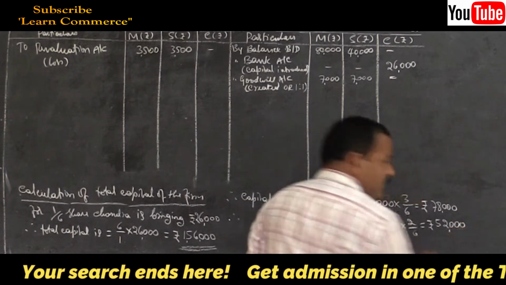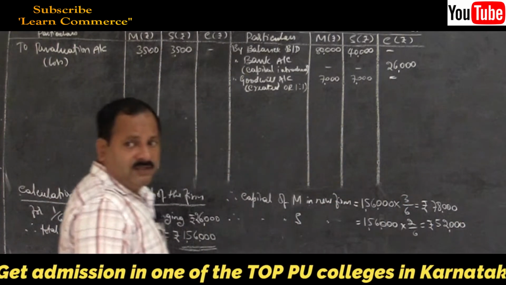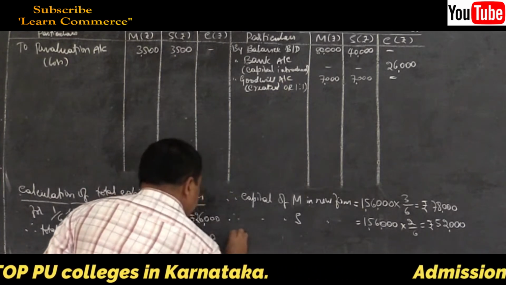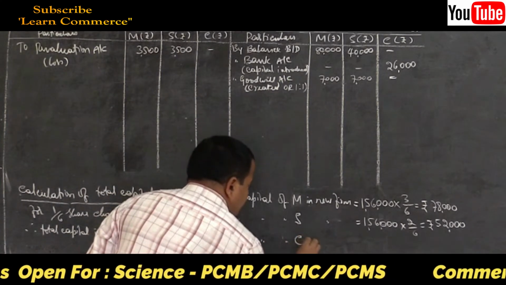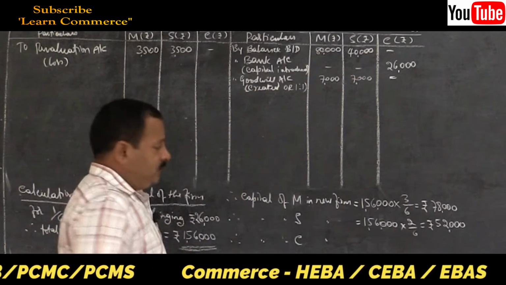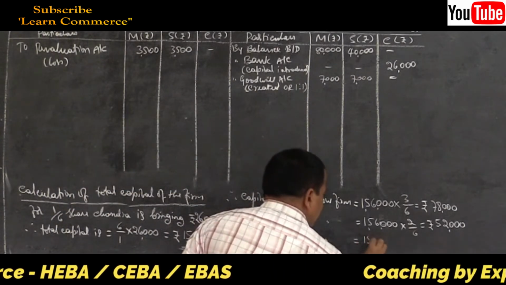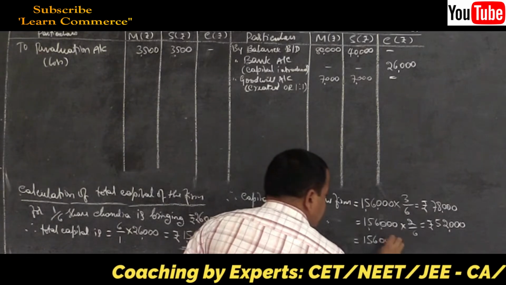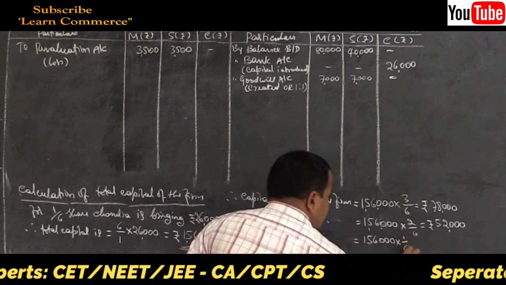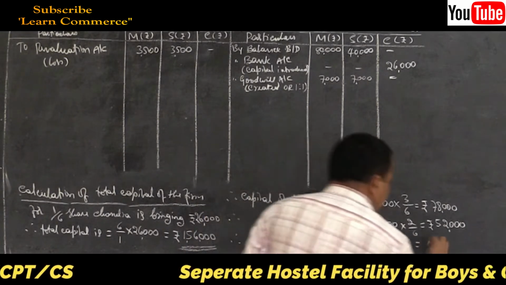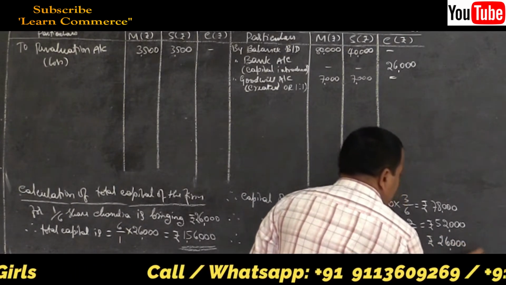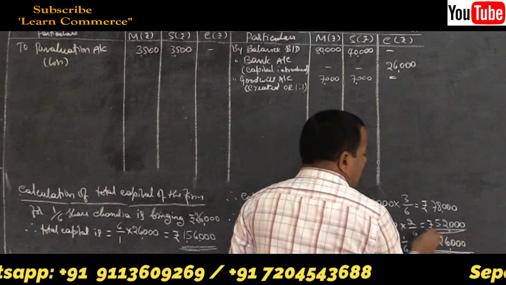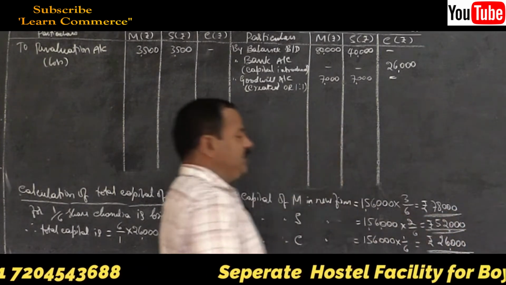Therefore, the capital of Chandra in the new firm is equal to 1,56,000 into 1 by 6, which is rupees 26,000. This is how you have to arrive at the capital balances of each partner in the new firm.